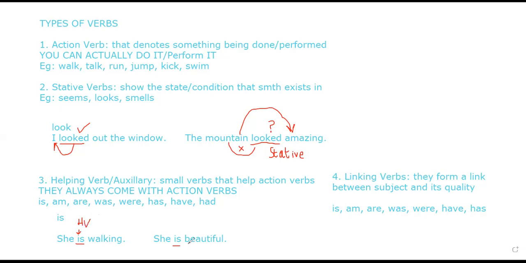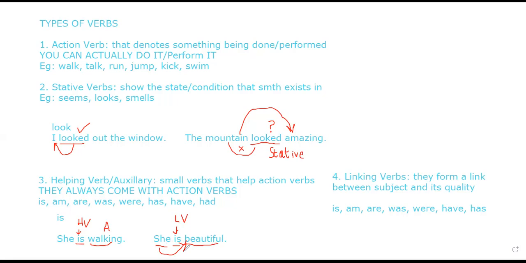HV. And is over here in the second sentence is a linking verb. So what's the difference? In the first sentence, it is coming with an action verb, walking. But in the second sentence, it is just a link between the subject she and its quality beautiful. In between, it is just forming a link. It is just there to connect she with her quality. She has this quality that she is beautiful, and is just forming that link between the quality and her, right?